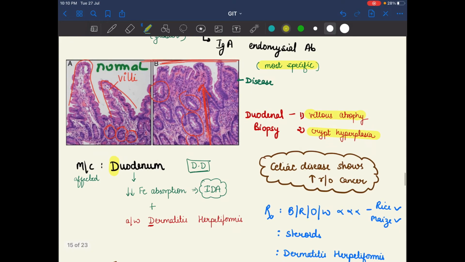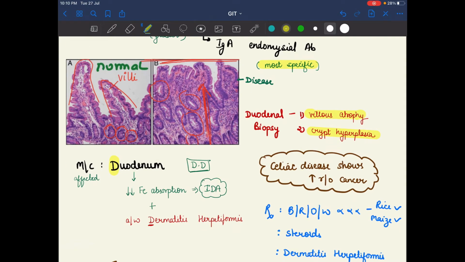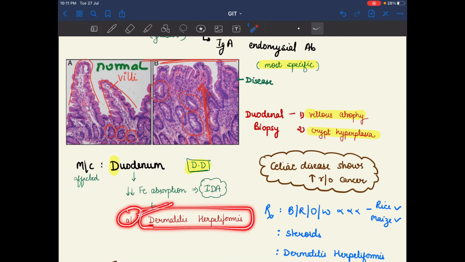And celiac sprue most commonly affects the duodenum: D for duodenum and D for iron deficiency anemia. Iron absorption happens in the duodenum, so if the duodenum is affected, iron absorption is decreased, which leads to iron deficiency anemia. Plus it is associated with dermatitis herpetiformis. So the rule is DDD: most commonly affected duodenum, dermatitis herpetiformis and iron deficiency anemia are seen in celiac disease.